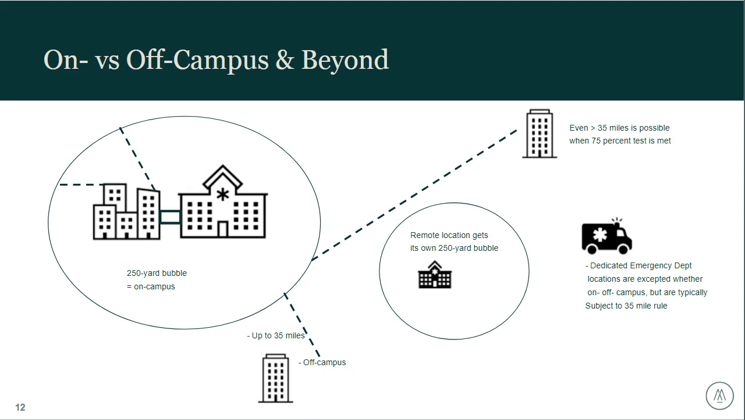The final thing I just want to mention is that I don't think people understand the definition of dedicated emergency department, because a dedicated emergency department operated by the main provider is accepted and paid 100% hospital payment by Medicare, whether on or off campus. It's typically subject to the 35-mile rule, but it's all the services at that location because the designation is by location, not by type of service.